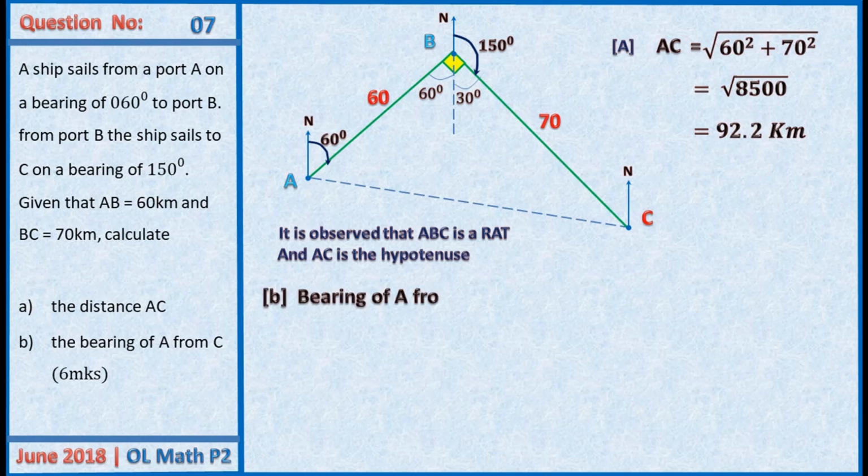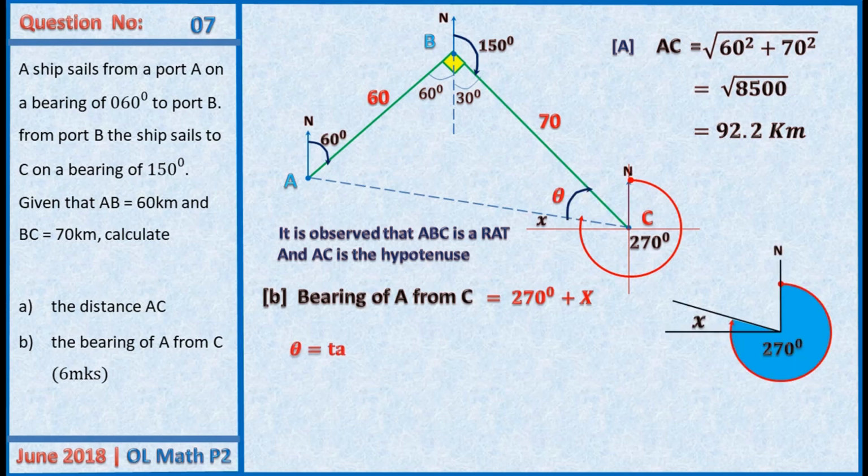Now the B part says you find the bearing of A from C. The bearing of A from C. So let us start from C. So we start from C, we go clockwise. The bearing of A from C will be 270 degrees plus that small angle X, but we don't know the value of the angle X. So let us see how we get the angle X.